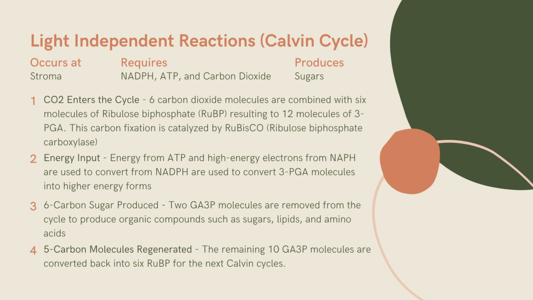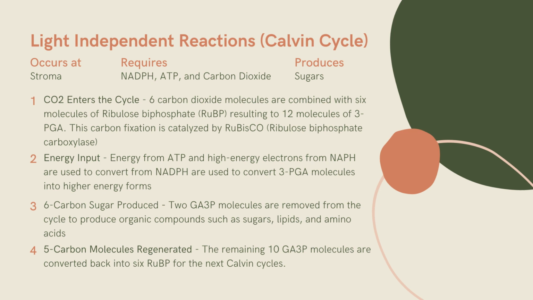Next, energy input. Energy from ATP and high energy electrons from NADPH, sorry for the correction, that is NADPH, are used to convert... I'm sorry. There's a corrigendum on our PowerPoint. So energy from ATP and high energy electrons from NADPH are used to convert the 12 3-carbon molecules into high energy form.